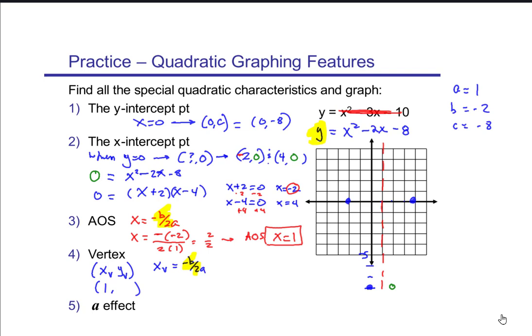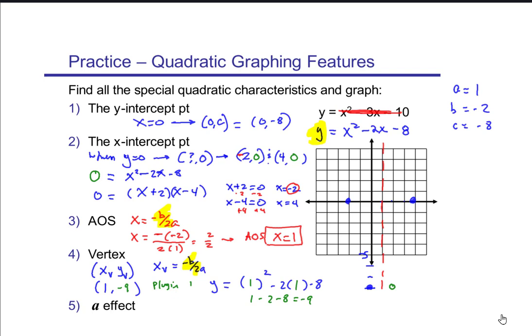Okay, now how do we get the y number? Well, we're just going to take 1 and plug it in. Plug in 1. So we have this y equation. Y equals, I'm taking the x's out. And then in each one of these, I'm going to take x out and replace it with 1. And then just do the math. So that gives me 1 squared, which is 1 minus 2 minus 8. 1 minus 2 is negative 1 minus 8 equals negative 9. So I have the vertex point. It is down here at negative 9.